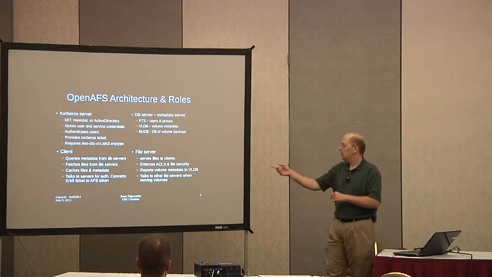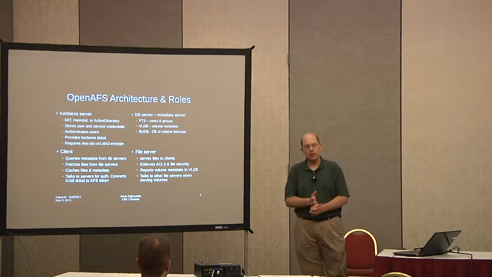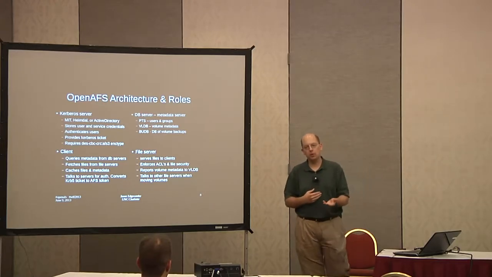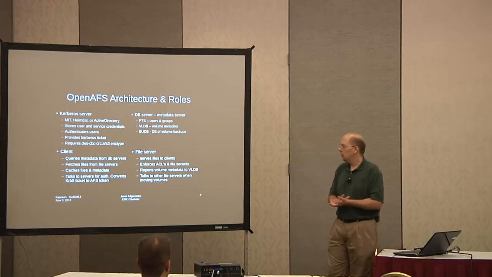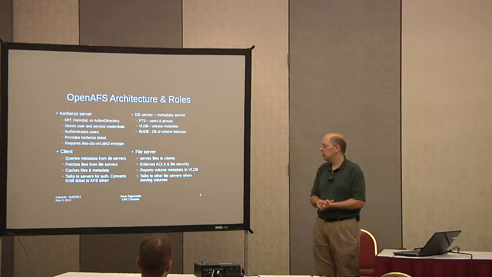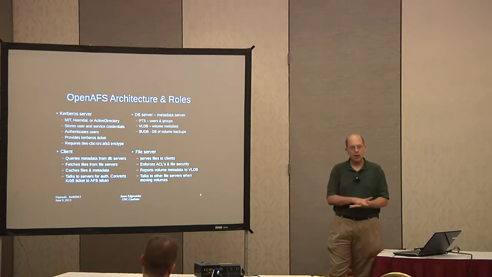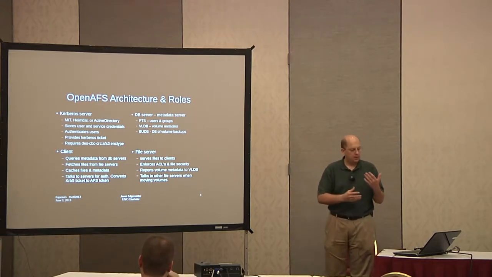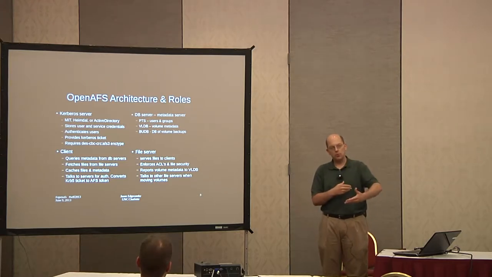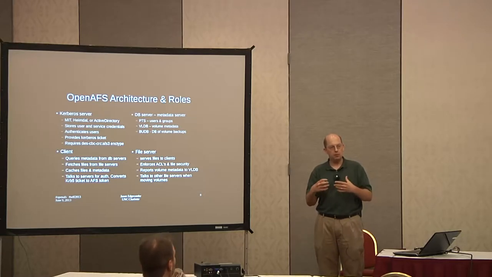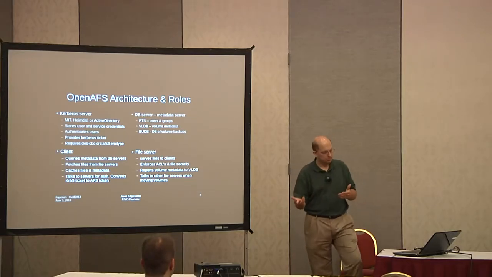Now, your clients, what they do is they query the metadata from the database servers, and pardon me if I call them cell servers. The old terminology is actually called a cell server. But you have your metadata sitting on your DB servers. They fetch the files from the file servers. They cache files and metadata, and they actually take your Kerberos 5 ticket and convert it into what's called a token, which is what you use to authenticate and to get access to AFS.